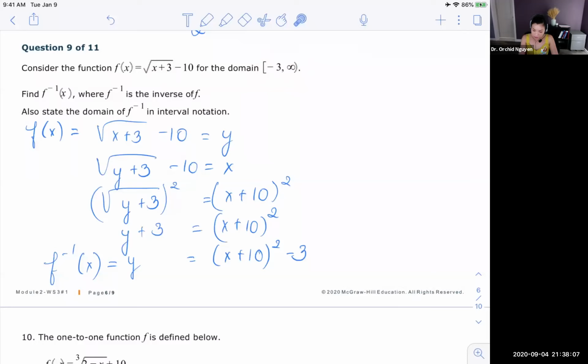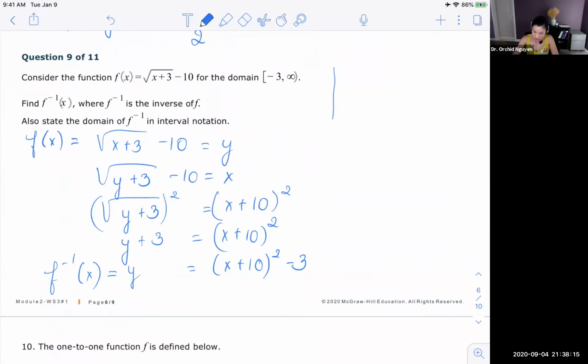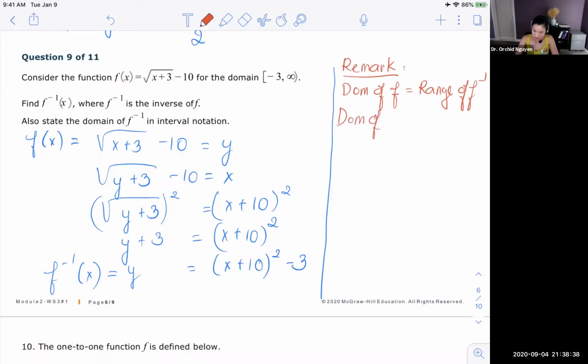Now, I have to remind you. So remark. The domain of the function is the range of the inverse. The domain of the inverse is the range of the function.